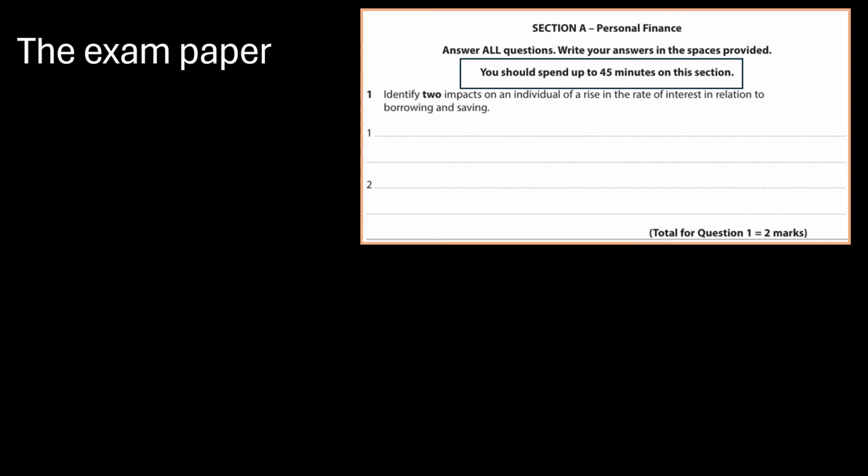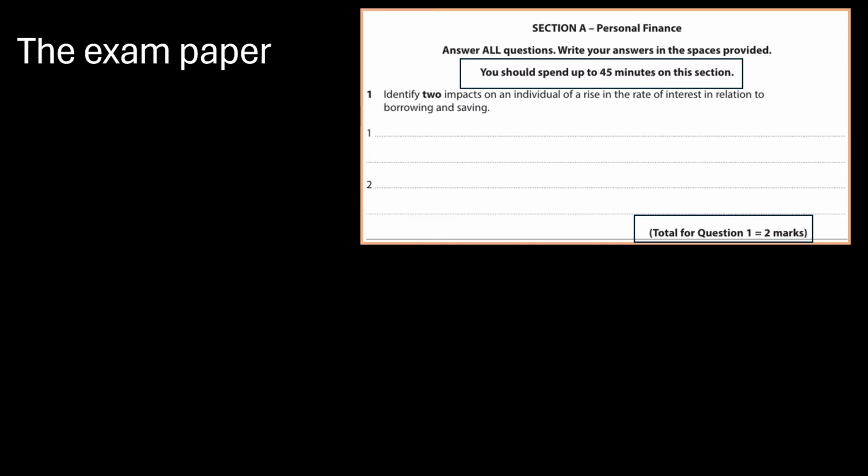So they're saying that interest rates could rise for borrowing, interest rates could rise for saving. What are the impacts on an individual person? So it's a personal finance question. Of course it is, because it's in the personal finance section, and it's worth 2 marks. So all you've got to do is identify those two impacts. What you can do now, if you're playing along or filling it in as you go, is pause the video now. I'm going to go through the answer directly in just a second.